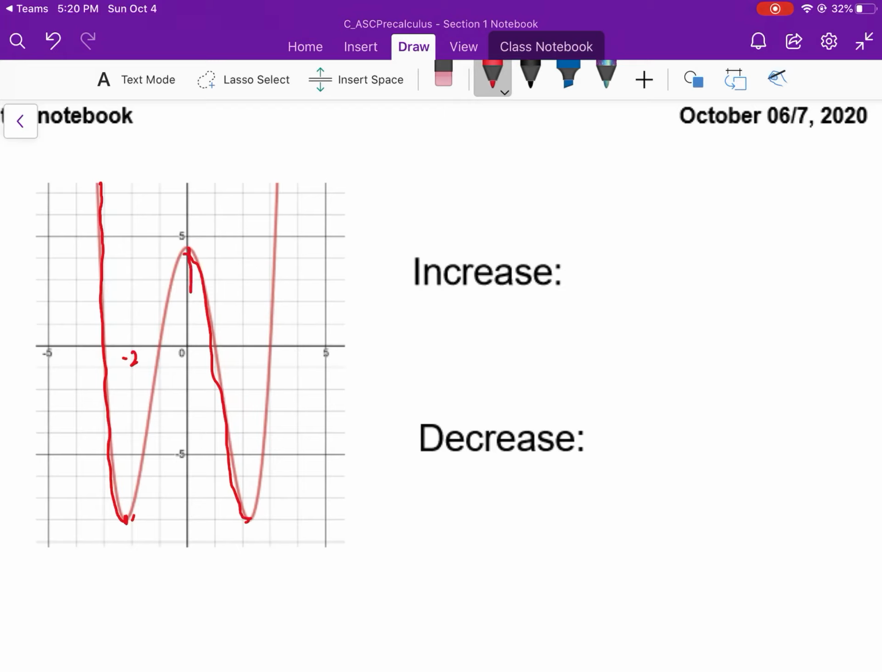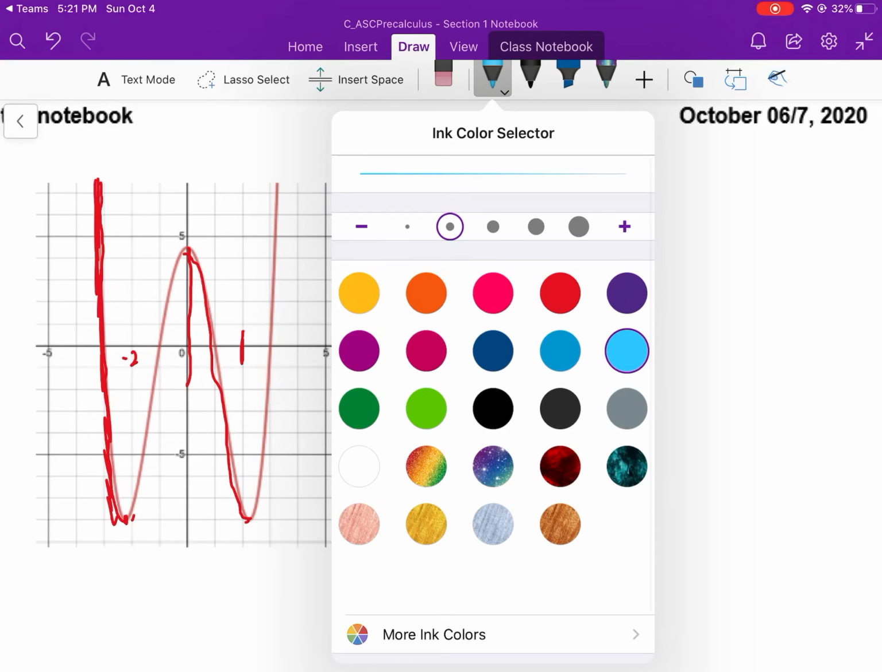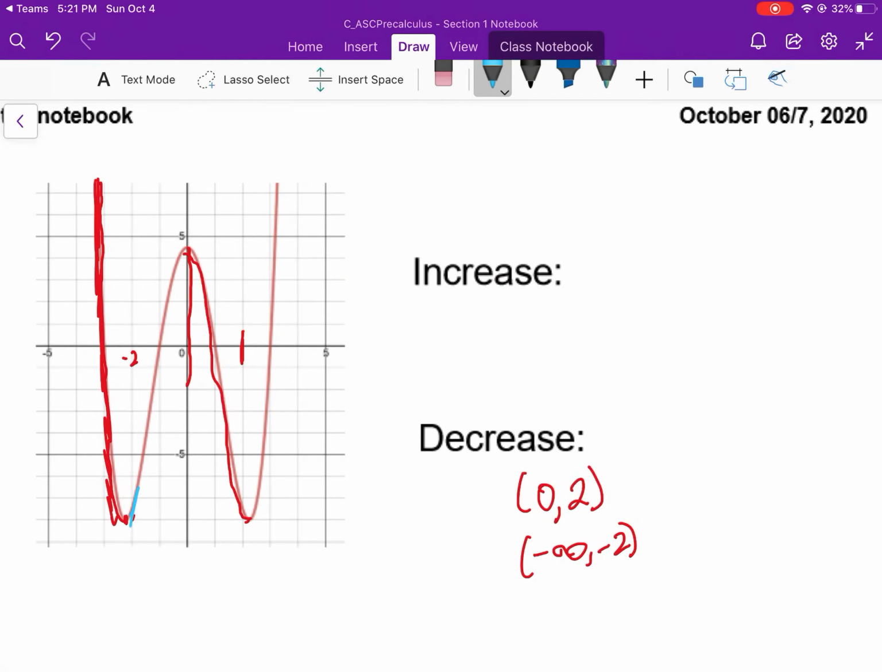So this section right here between 0 and 2 is decreasing, and then this section out here to the left, that's from negative infinity to -2. Those are the x values. Now when I look at where it is increasing, it's increasing.